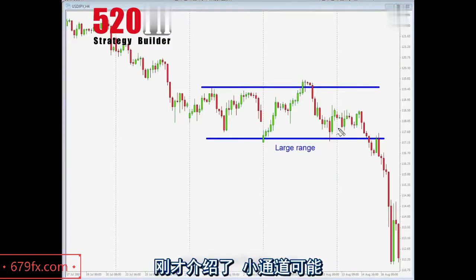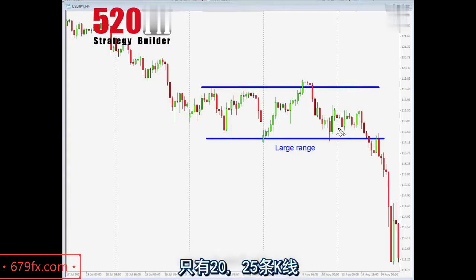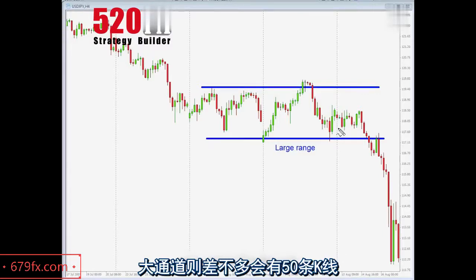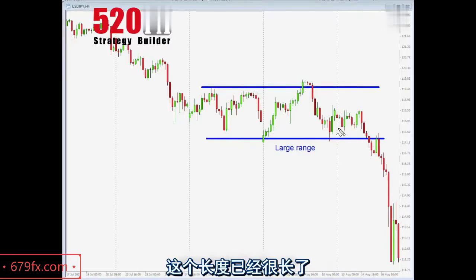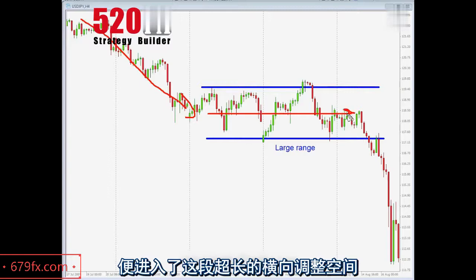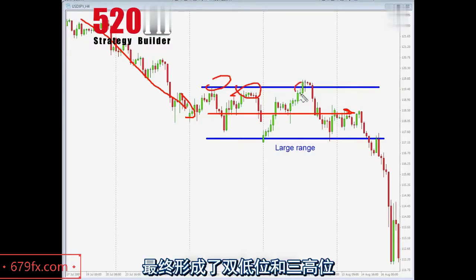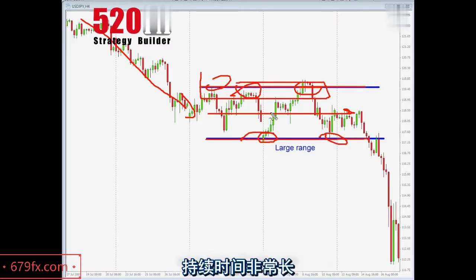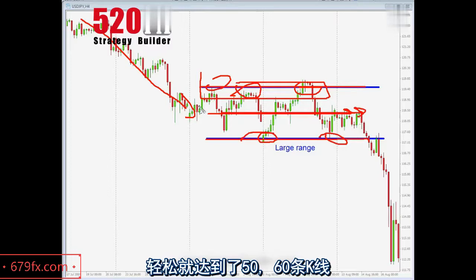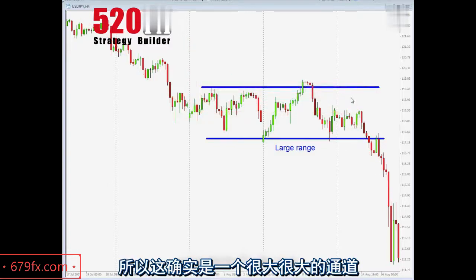Okay, this one, if before we were saying that a small range should perhaps be made out of, I don't know, let's say 15, 20, 25 bars, a large range will probably be made out of 40, 50, 60 bars even. Okay, that's a pretty large range. As you can see, the move came from above, but then we've seen a long period of sideways price action. Okay, price entrapping. The range entrapping price within, effectively forming a double bottom and a triple top there. Okay, for a long time, perhaps easily 50, 60 bars from the beginning of the range until the end. It is clearly a very large, long range.